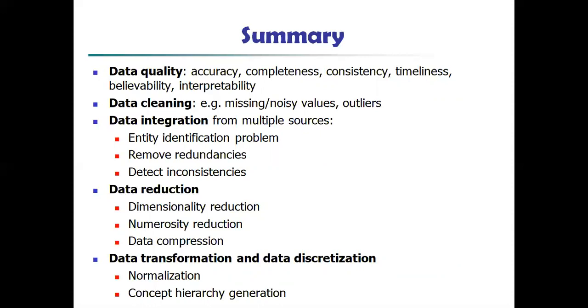Next one is your data reduction. In that one we have seen dimensionality reduction, numerosity reduction, and data compression. And next one we have seen data transformation and data discretization. In data transformation, it is the routines that convert the data into appropriate form for mining. For example, we have seen normalization. In this normalization, attributes are scaled so that they fall within a small range such as 0.0 to 1.0. So this helps us for transformation.